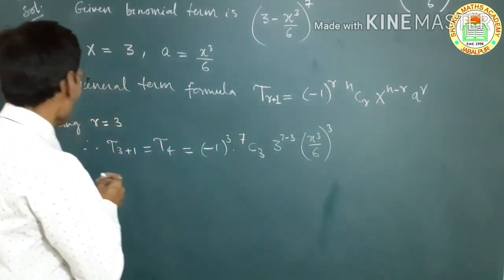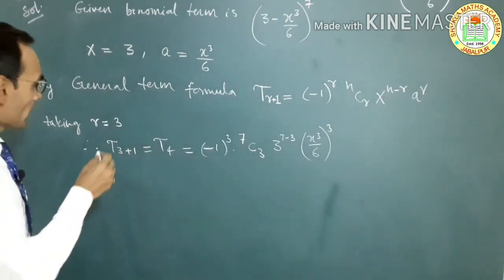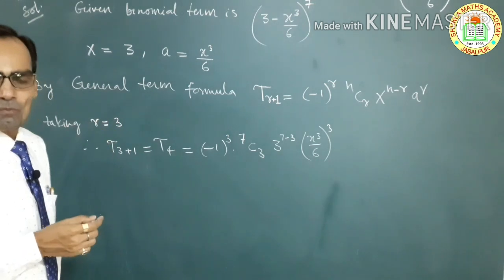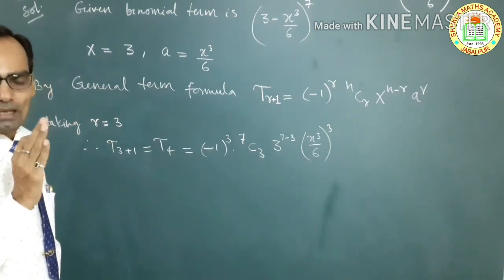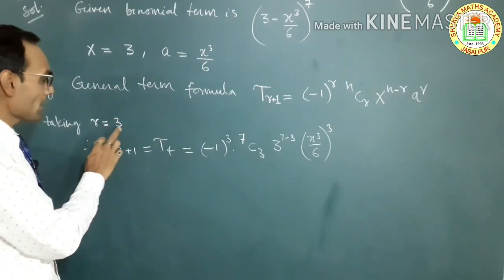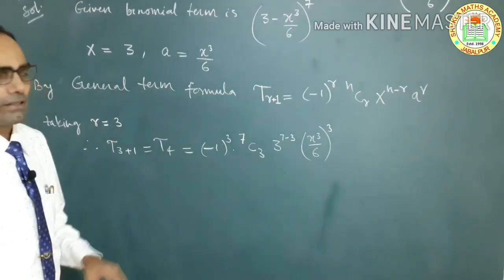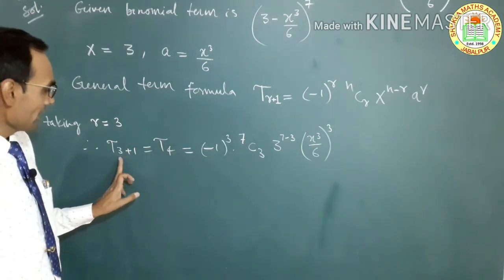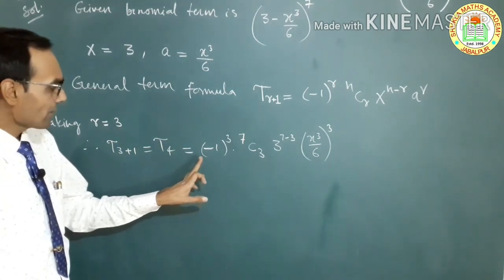Okay. So now putting in this formula r equal to 3, we get t4, because in this problem the middle terms are the 4th and 5th terms. So first we must find the 4th term, by taking r equal to 3 in the general term formula. So now putting r equal to 3, we get t3 plus 1, that is t4.